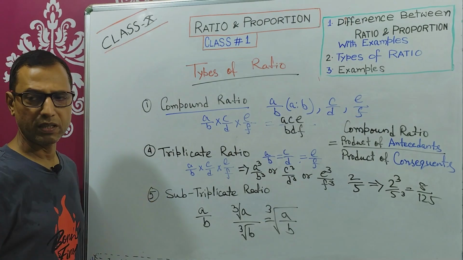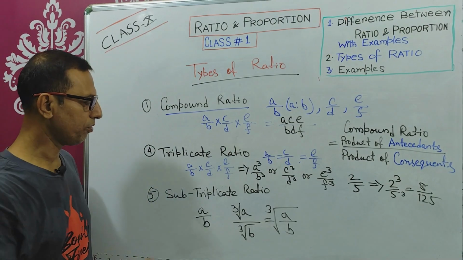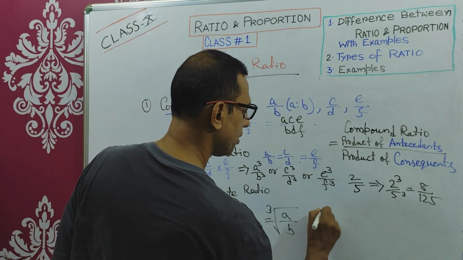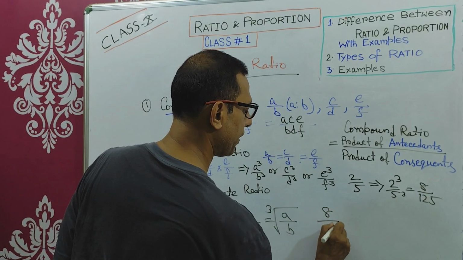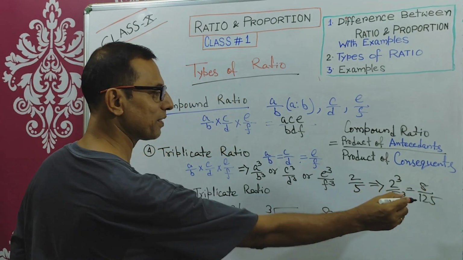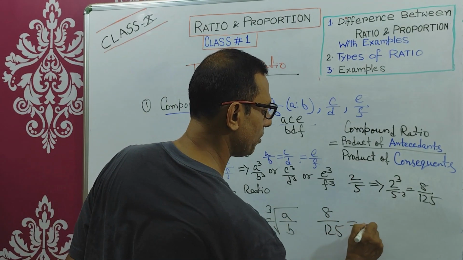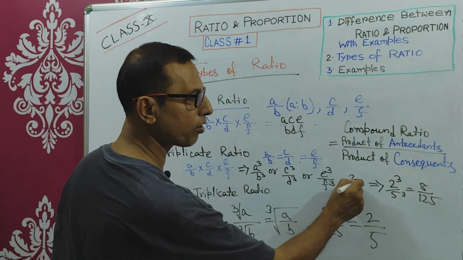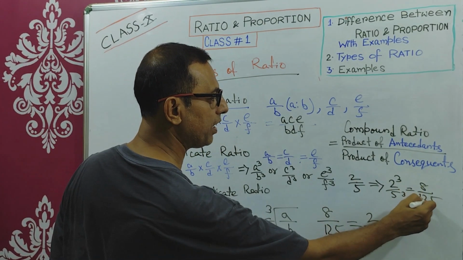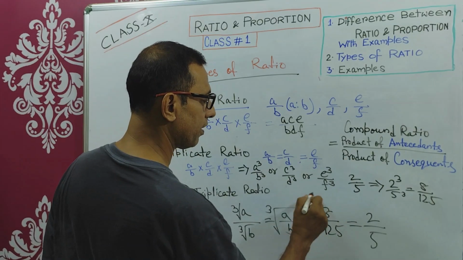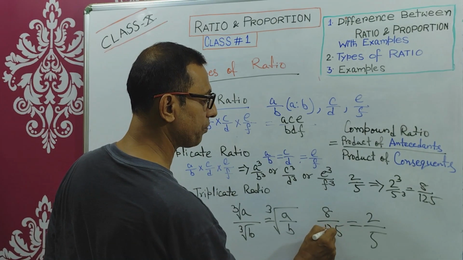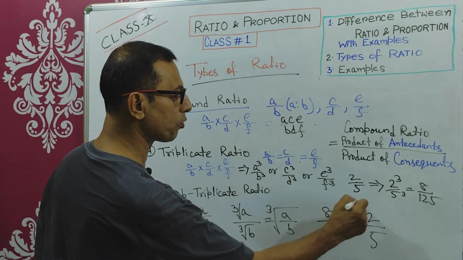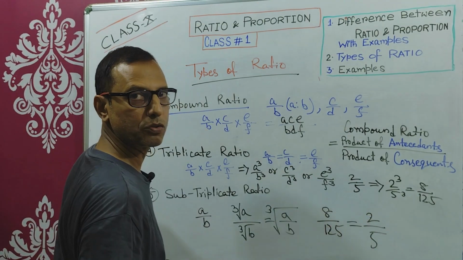Understood? Very simple thing. So if you are asked to find the sub-triplicate ratio of 8 by 125, here it was triplicate, so the sub-triplicate will be 2 by 5. From 2 by 5 you got the triplicate ratio 8 by 125. If the ratio is given as 8 by 125 or 8 is to 125, what is the sub-triplicate? Cube root of that, that means 2 by 5 or 2 is to 5.